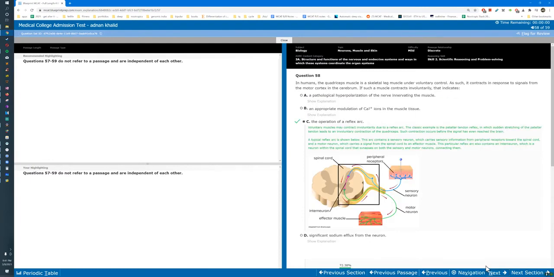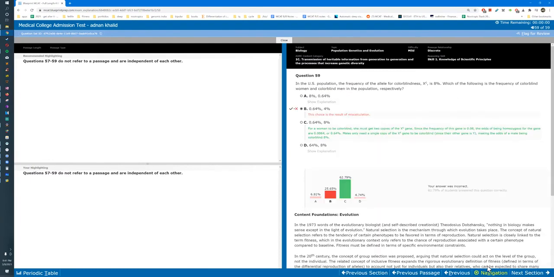This one, you should know how the reflex arc works. This one, I just didn't want to do the math. First of all, I know that color blindness is something that women basically never get. So it's not going to be A or D. Then I was just between 4% and 8%. I knew this is Hardy-Weinberg.